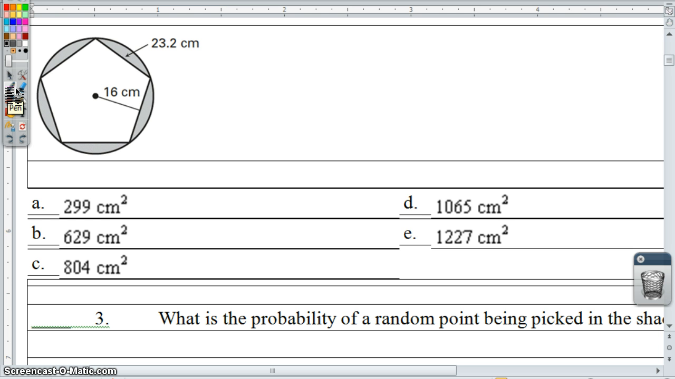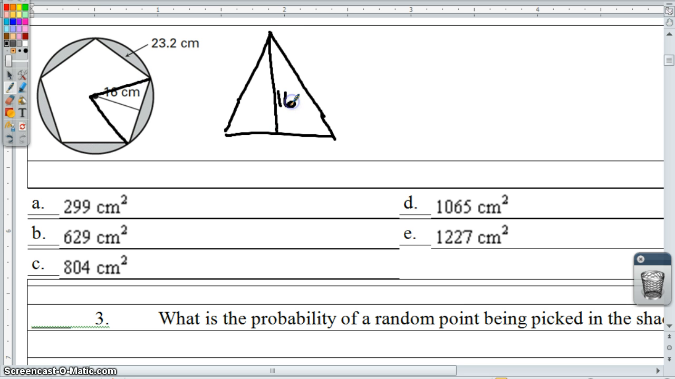So the pentagon, we're not even going to see it as a pentagon. We're going to see it as 5 triangles. And each one of those triangles is isosceles. All of those triangles have a height of 16.1. Also, all of those triangles have a total top angle of 72, right? 360 divided by 5. That's right.